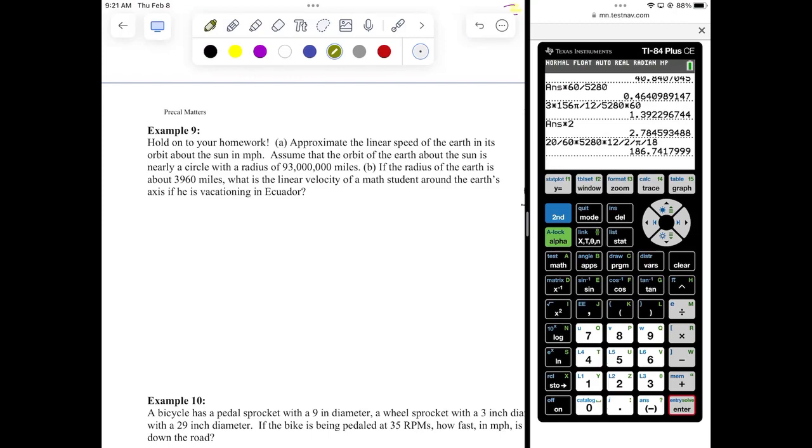We're traveling through space right now at incredible speeds, and we don't even feel it, do we? It's amazing. Let's figure out how fast we're going through space right now. Approximate the linear speed of the Earth in its orbit about the sun. Assume that the orbit of the Earth about the sun is nearly a circle. It's actually an ellipse, but it's a pretty round ellipse whose average radius is 93 million miles.